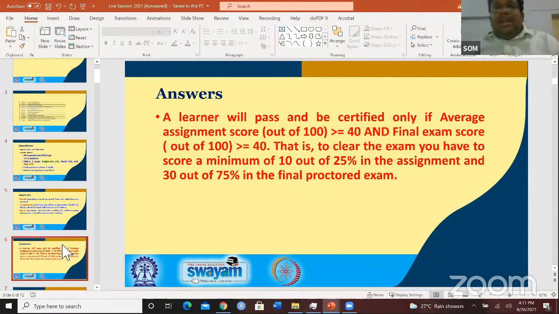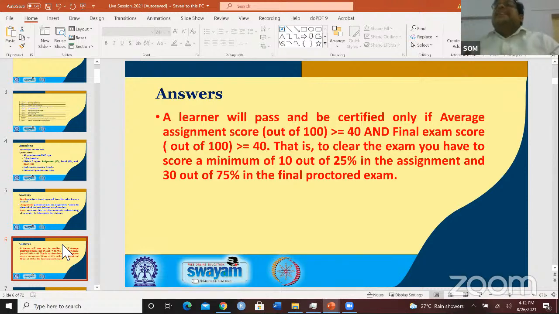Now, one of the students has asked, what will be the criteria or weightage of assignments and also the final exam for calculating your marks for passing the course. So a learner will pass and be certified only if the average assignment score, which is out of 100, is greater than 40, and the final exam score, which is out of 100, is greater than 40.